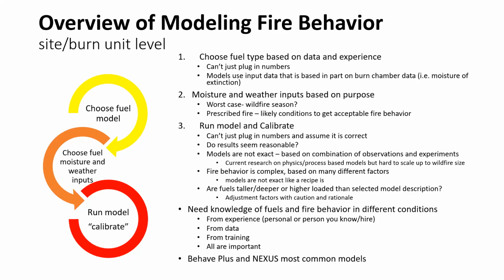I'll talk about that. So the first, in the yellow, you choose a fuel model. The second one down below, you choose a fuel moisture and weather input. And lastly, you run the model and then you calibrate it. So calibrating it means, does it pass the laugh test? Does it look reasonable? Or did you end up with 40-foot flame lengths when you just know that couldn't occur? Or did it end up with 3-foot flame lengths when you know it was in fire season? It should have been way more than that.